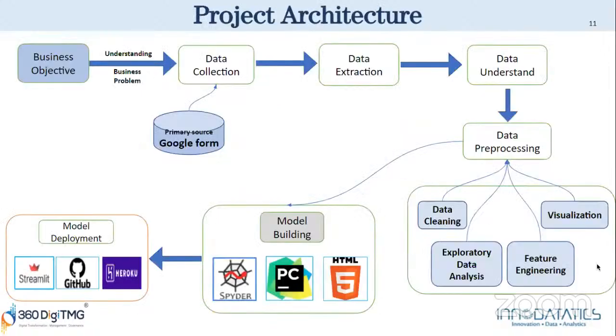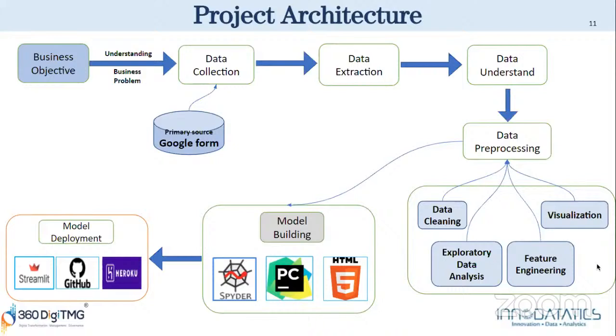This is the project architecture, the most crucial part of the project. It starts with understanding the business objective and eliciting requirements from the client. Based on the client inputs, the data is collected in two different ways, primary and secondary. So we have used both primary and secondary sources in this project.